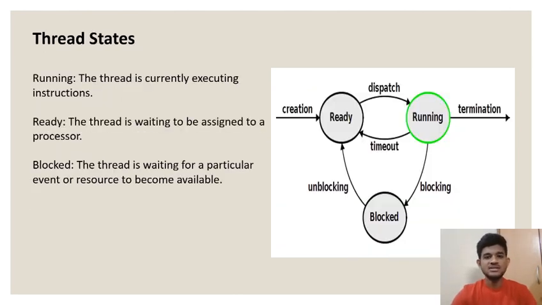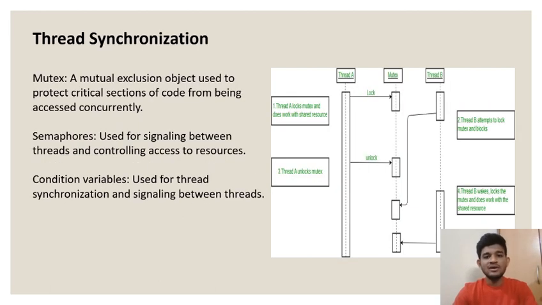Now let us see the thread states. Running. The thread is currently executing instructions provided by the processor. Ready. The thread is waiting to be assigned to a processor. Blocked. The thread is waiting for a particular event or resource to become available. Now let us see the thread synchronization. First one, mutex, a mutual exclusion object used to protect critical sections of code from being accessed concurrently. Semaphores, used for signaling between threads and controlling access to resources. Condition variables, used for thread synchronization and signaling between threads.